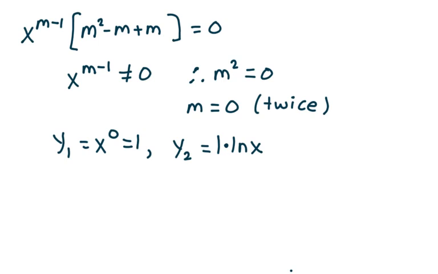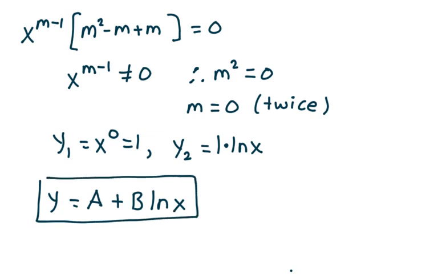So my general solution will look like y equals a plus b times the natural log of x. And that's how we do example 3. Let's take a look at example 4. Suppose I had the following. Suppose I had x squared y double prime plus xy prime plus 4y equals 0.